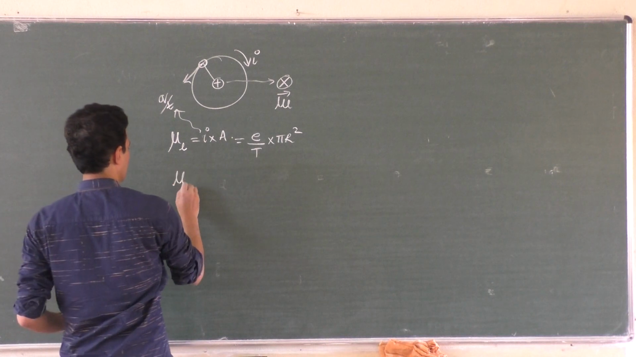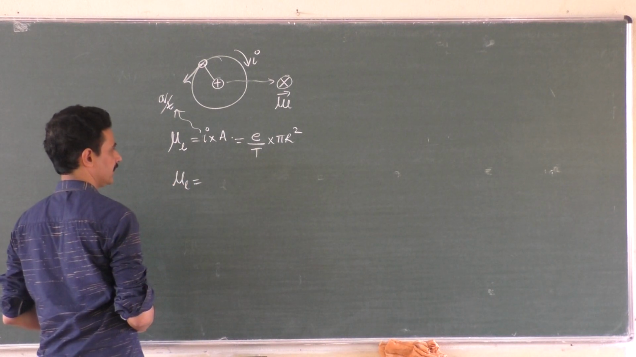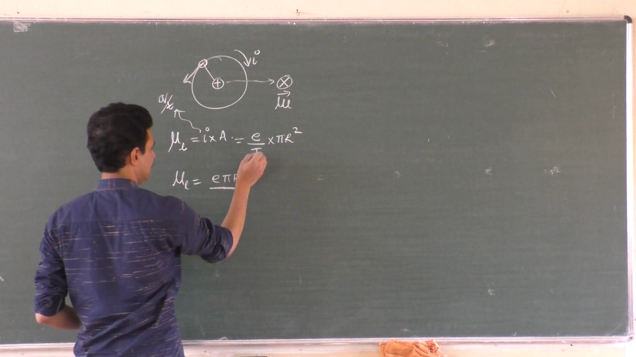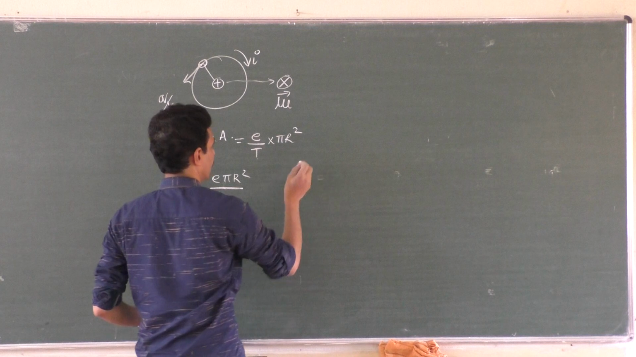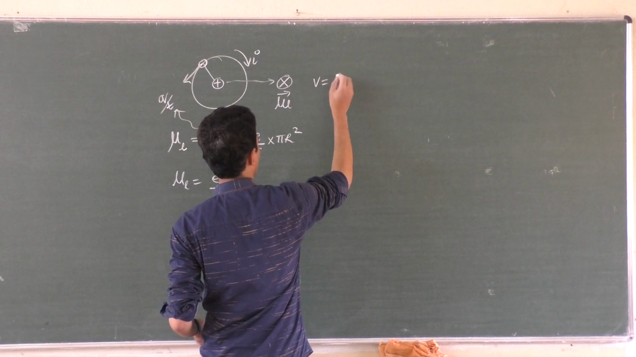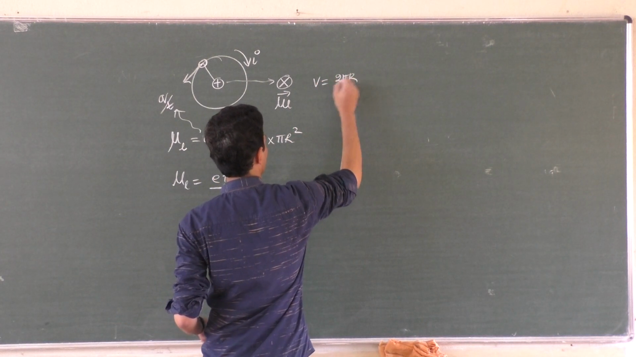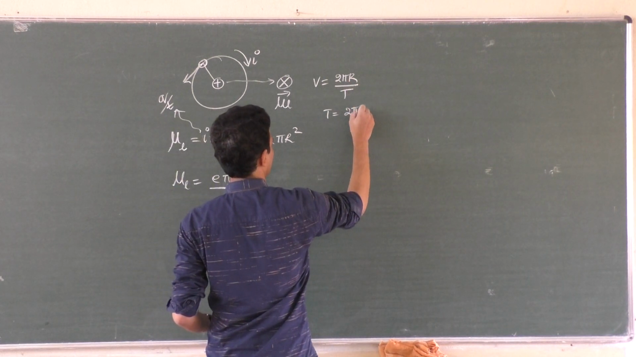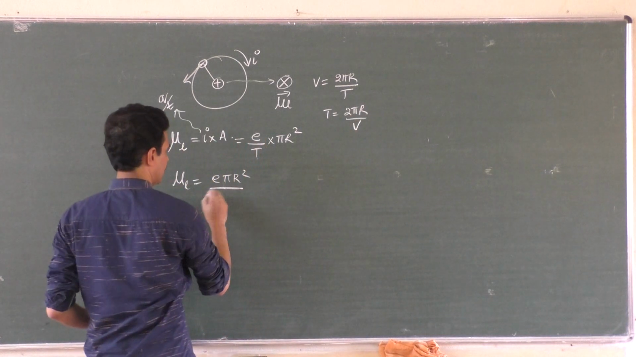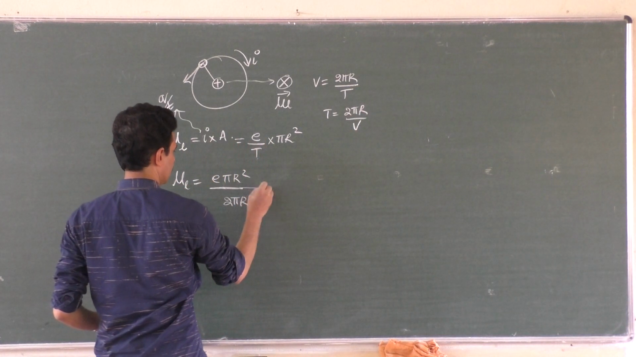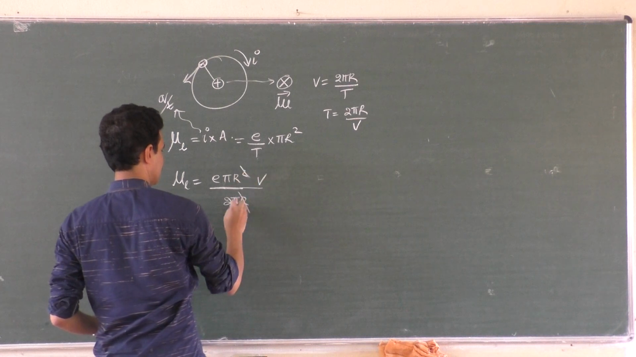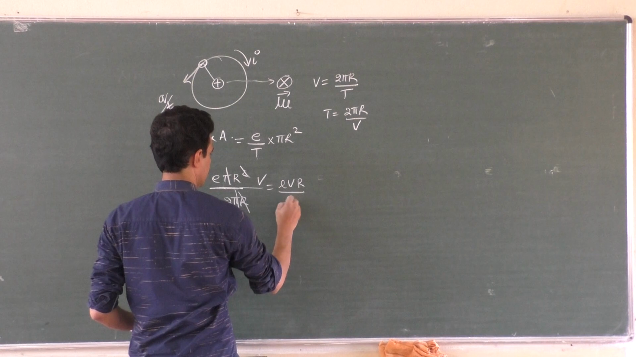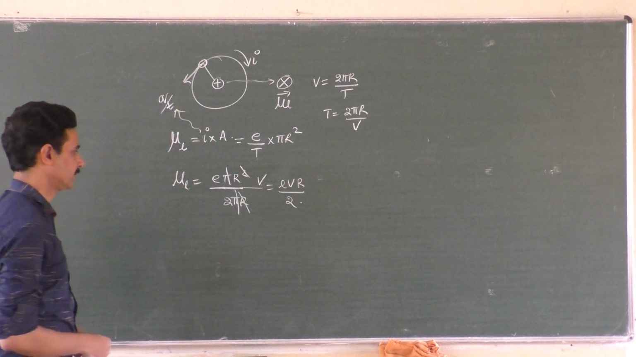Then magnetic moment due to the orbital motion is given by e into pi r squared divided by T, the period. Period is nothing but, so velocity of the electron or speed of the electron is 1 full circumference divided by time taken, called 1 period. T is equal to 2 pi r by v. So I can write it as 2 pi r divided by v. So 1 r gets cancelled, 1 pi gets cancelled, it becomes evr divided by 2. That is the magnetic moment.